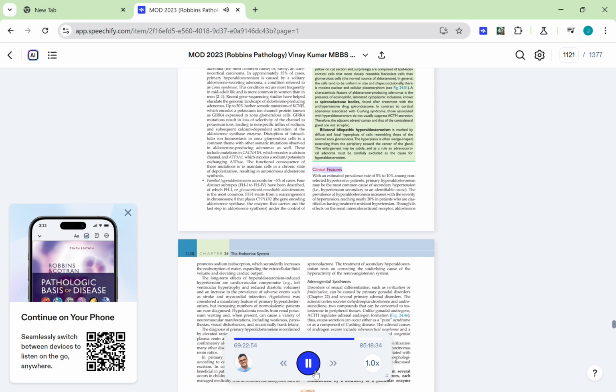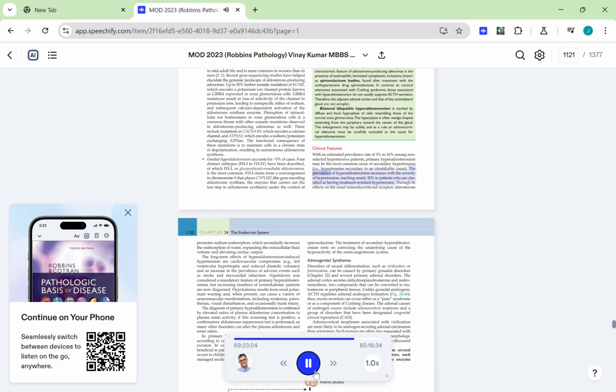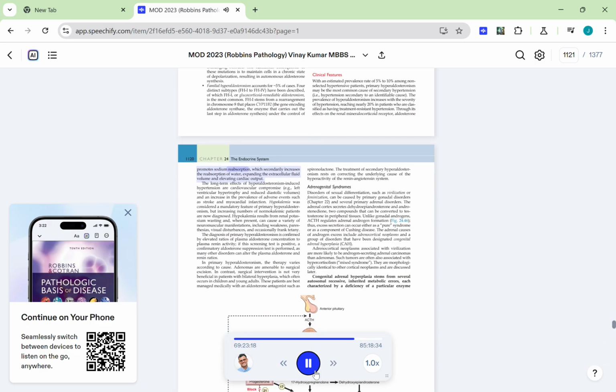hyperaldosteronism. Clinical features. With an estimated prevalence rate of 5% to 10% among non-selected hypertensive patients, primary hyperaldosteronism may be the most common cause of secondary hypertension. The prevalence of hyperaldosteronism increases with the severity of hypertension, reaching nearly 20% in patients who are classified as having treatment-resistant hypertension. Through its effects on the renal mineralocorticoid receptor, aldosterone promotes sodium reabsorption, which secondarily increases the reabsorption of water, expanding the extracellular fluid volume and elevating cardiac output.